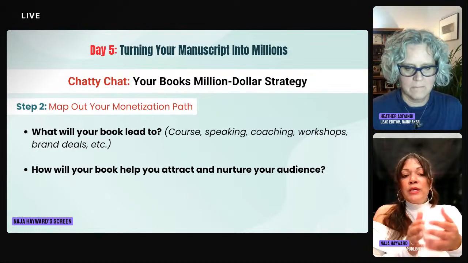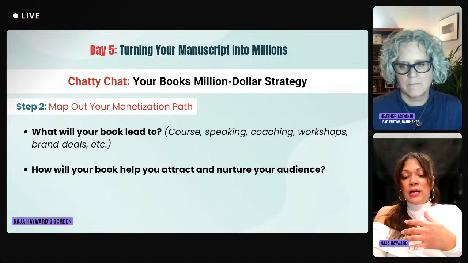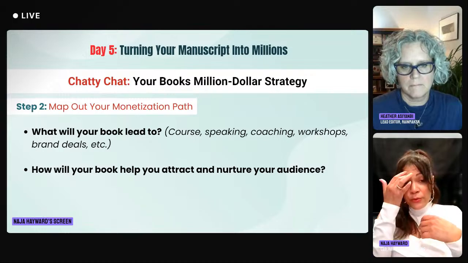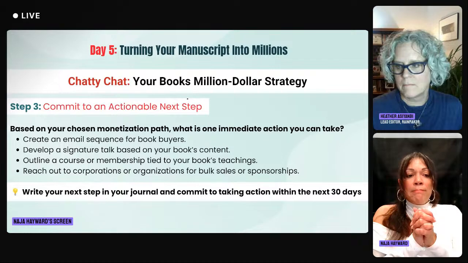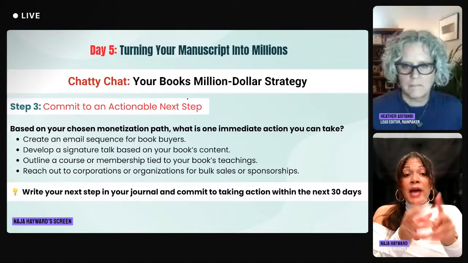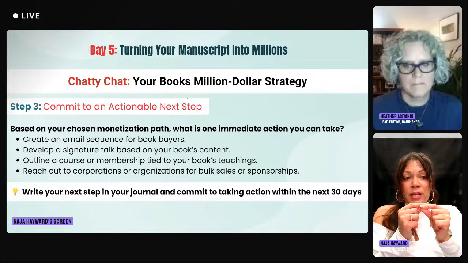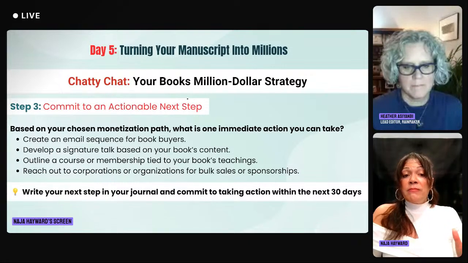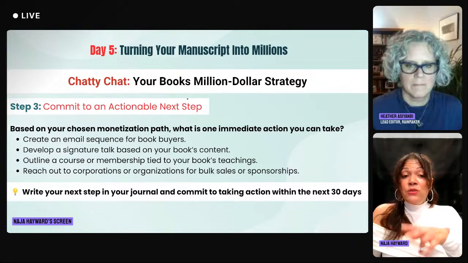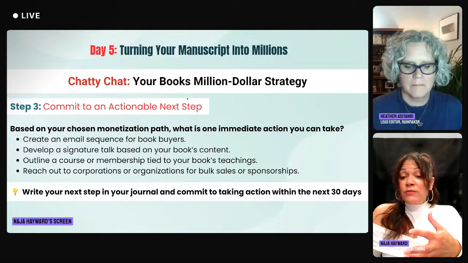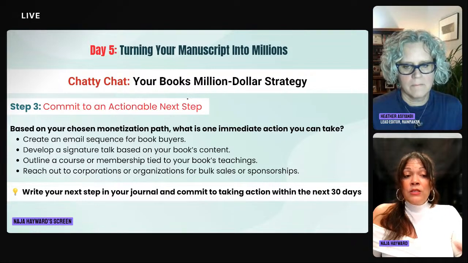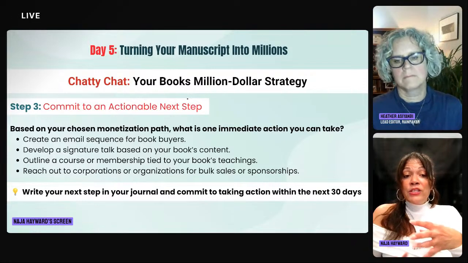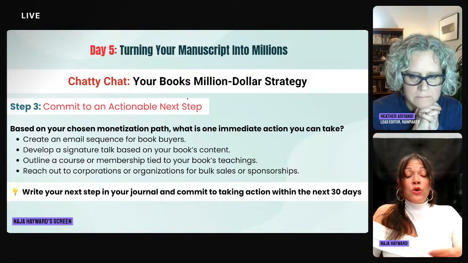And then how will your book help you attract and nurture your audience? And then three is we want you to commit to an actionable next step, right? So based on your chosen monetization path, what's the one immediate action you can take? Create an email sequence for book buyers, develop a signature talk based on your book's content. You want to outline a course or membership tied to your book's teachings. You want to reach out to corporations or organizations for bulk sales or sponsorships.